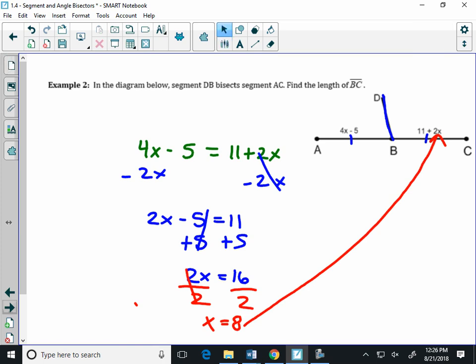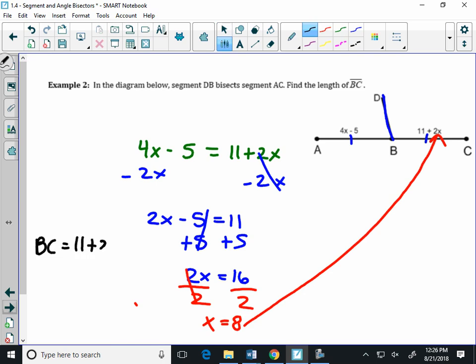Okay? So to get BC, I'm going to say BC equals 11 plus 2. What are we doing with the 2 and the x? What operation? Multiplying. So it's 2 times 8, because we're doing 2 times x. And then plug that in your calculator. What do we get when we do 11 plus 2 times 8? Done. There's our answer. That's what we want. So if we know BC is 27 without doing any work, what's the distance of AB? 27. They're the same. Okay. Being bisected. Cut in half.